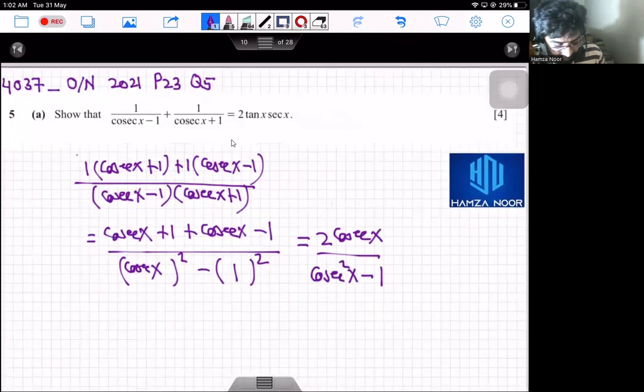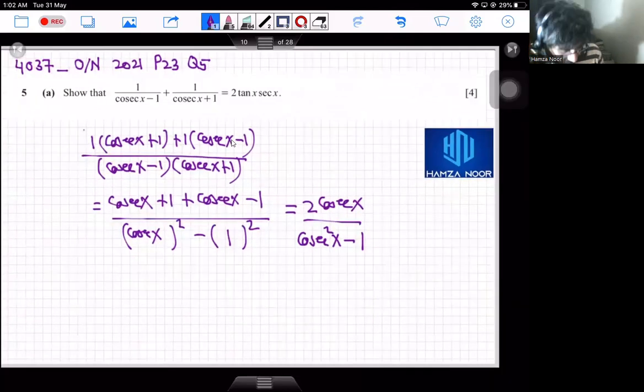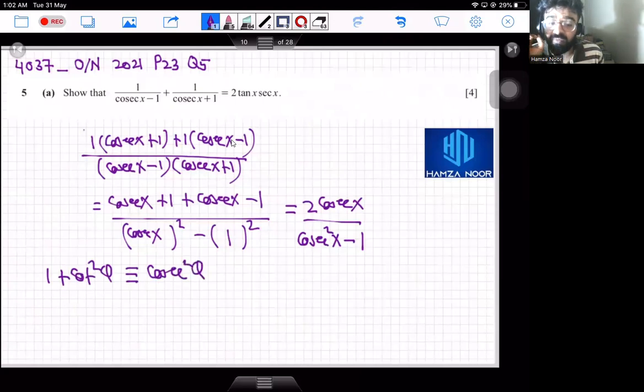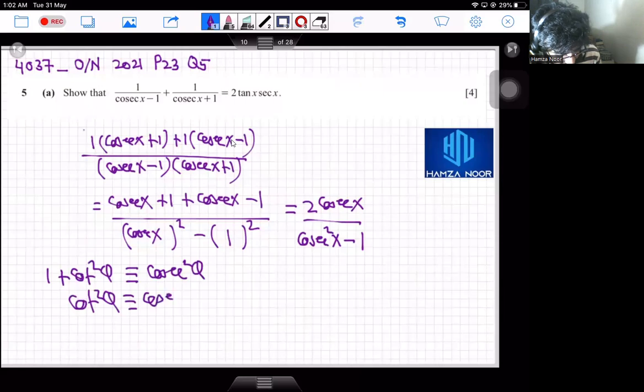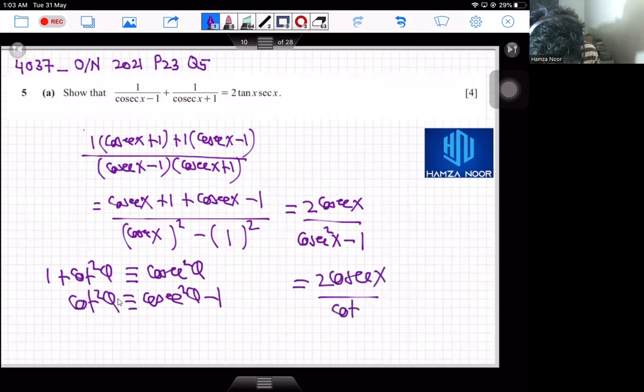So far, we have achieved this. Now, we know a basic trigonometric identity: 1 plus cot square theta equals cosec square theta. This is also given to you in the formula sheet. If I make cot square theta the subject of the identity, cot square theta would be exactly equal to cosec square theta minus 1. So in place of cosec square x minus 1, I can write cot square x. As simple as that. So 2 multiplied by cosec x upon cot square x. Okay, so far we have achieved this.